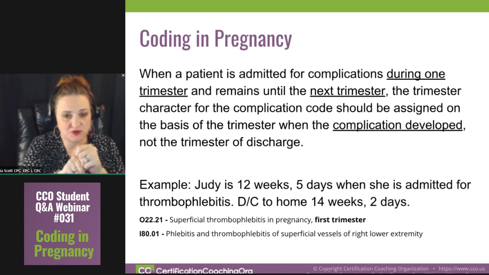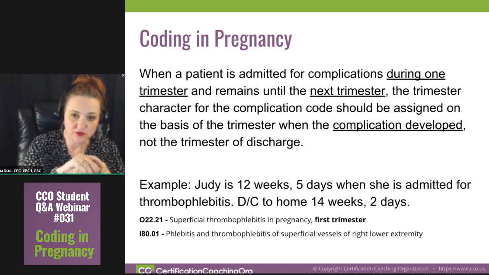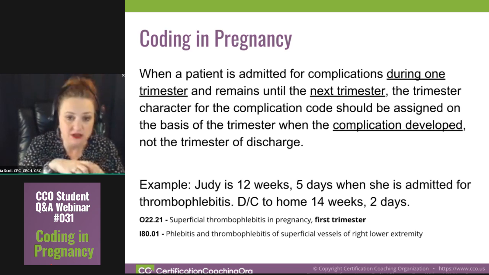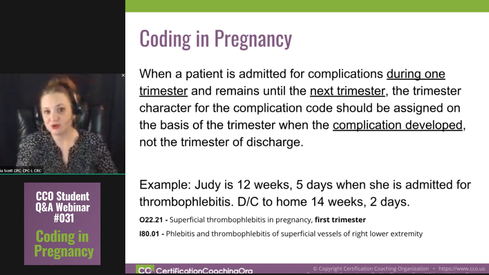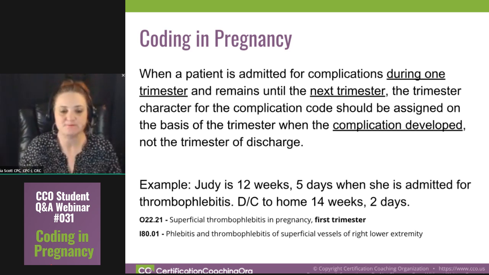But always, don't code from the index, code from the tabular, because you wouldn't have known to code the I80.01 code. And again, don't worry about it being superficial thrombophlebitis. I just picked that code for thrombophlebitis. I didn't want to make my example too long, too wordy, okay?